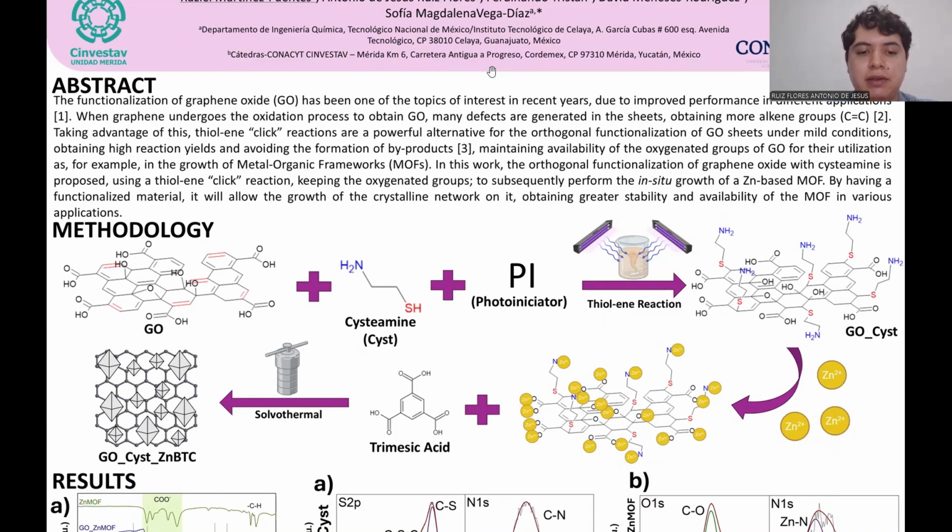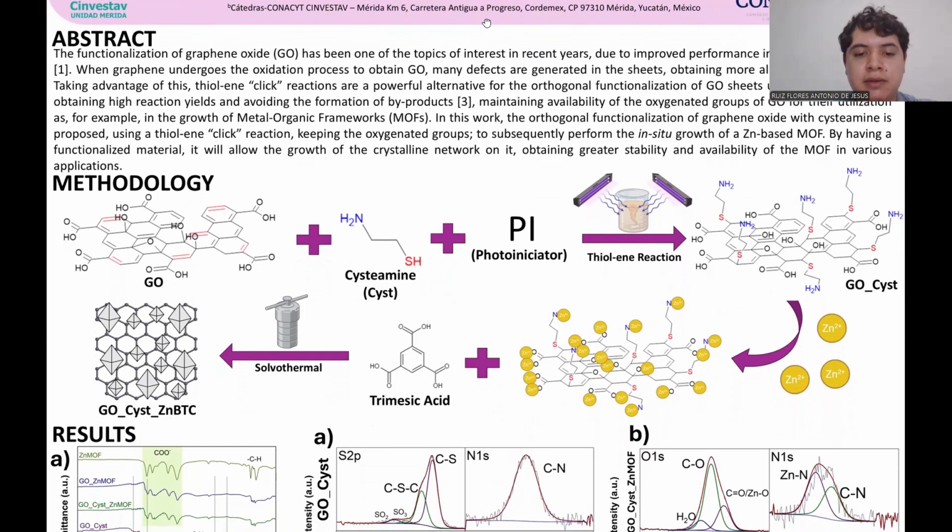The method consists in using graphene oxide previously synthesized with cysteamine and a photoinitiator, which is a solution irradiated with ultraviolet light. After a certain time, the material was washed and a solution of metal salt was added to ensure the coordination of the metal clusters in the oxygenated groups of graphene oxide and the added amine groups from cysteamine.